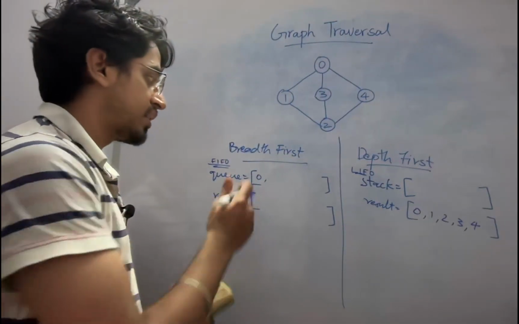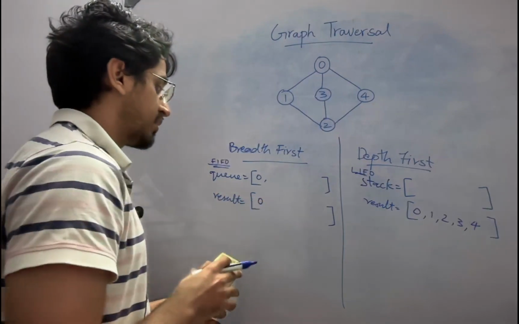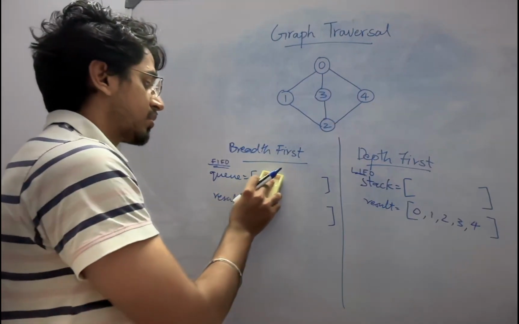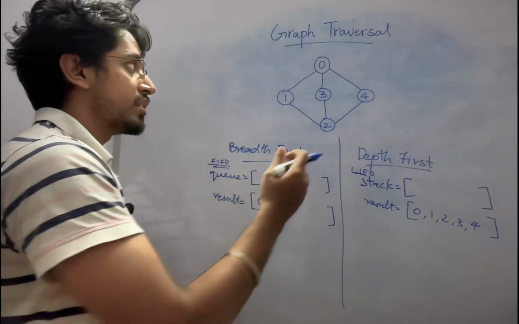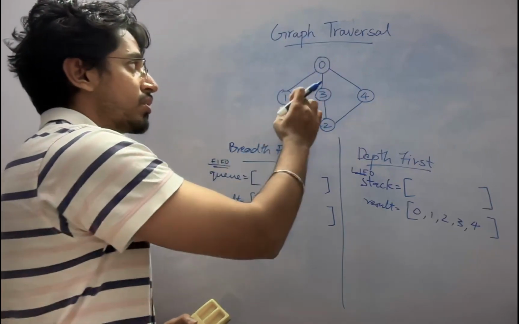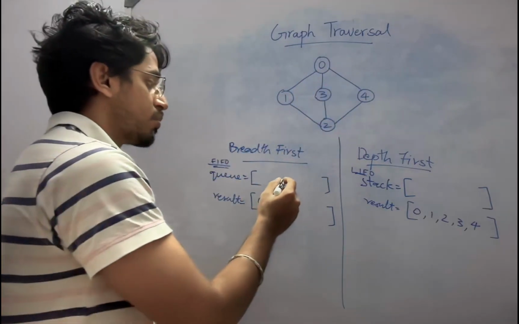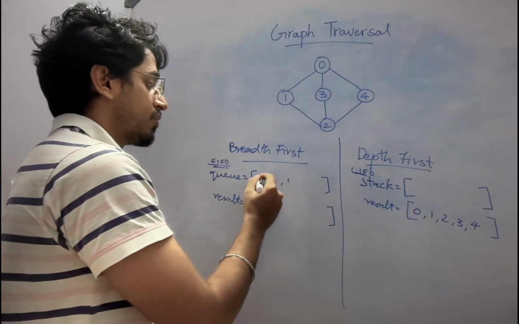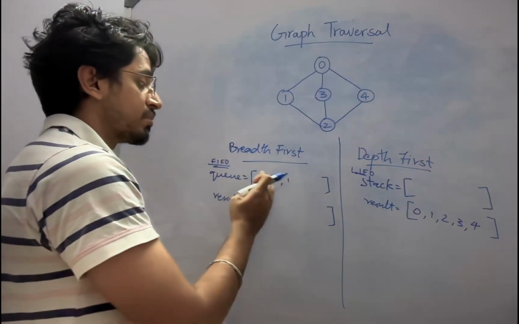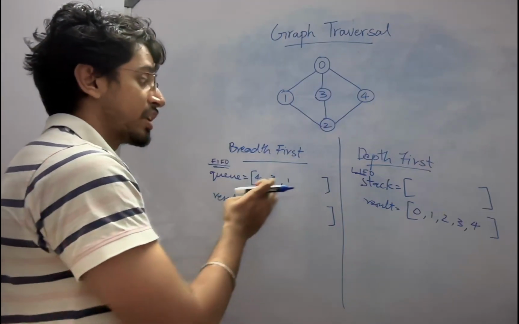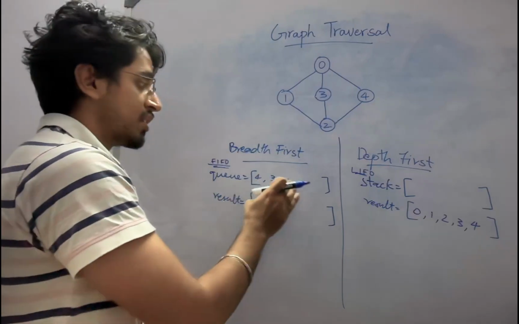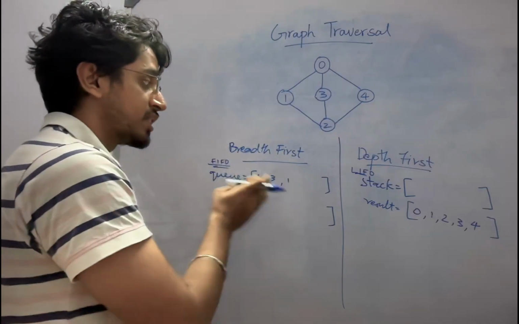So we need to add 0 to the result array, and then we need to dequeue this. Okay, so once this is done, we need to check the neighbors of this particular 0. So that is 1, 3 and 4. So we need to add them to the queue. So we add 1, 3 and 4. Since this is a queue, you can think of a person standing in a line. So 1 is first, and then comes 3, and then comes 4.